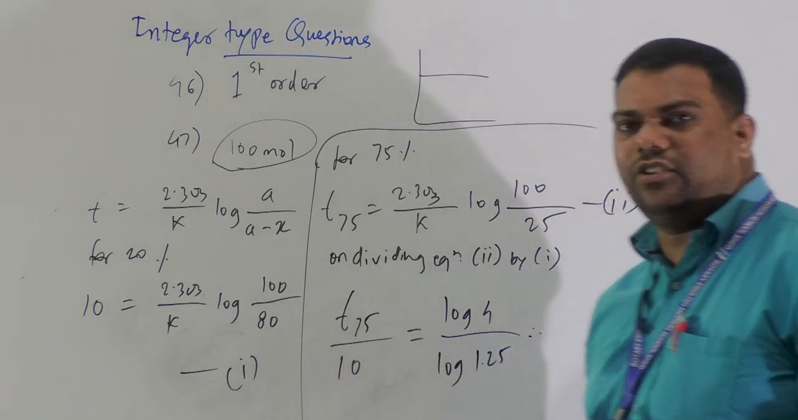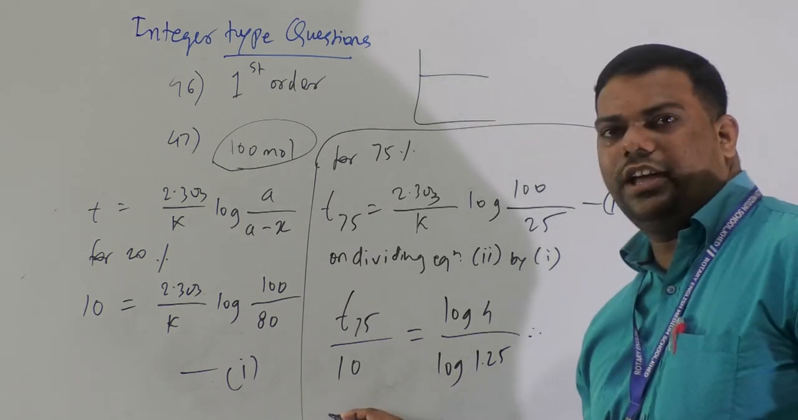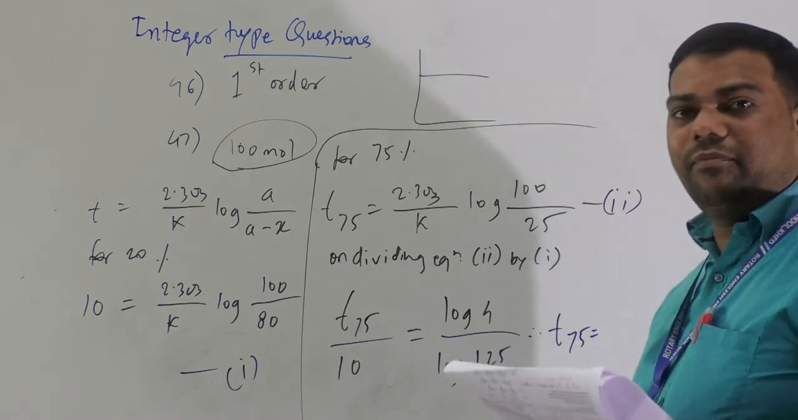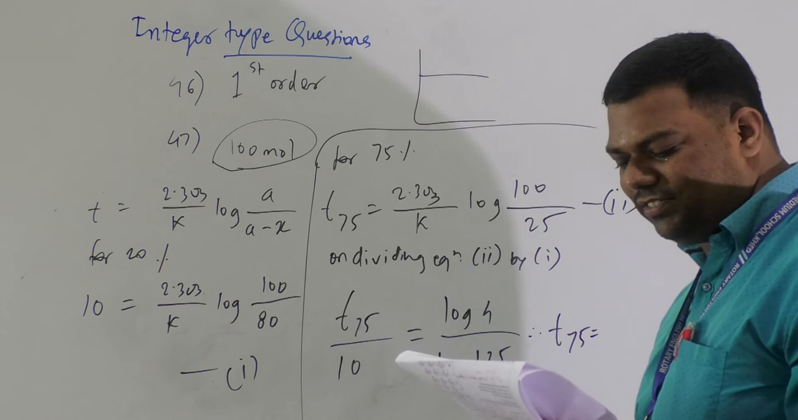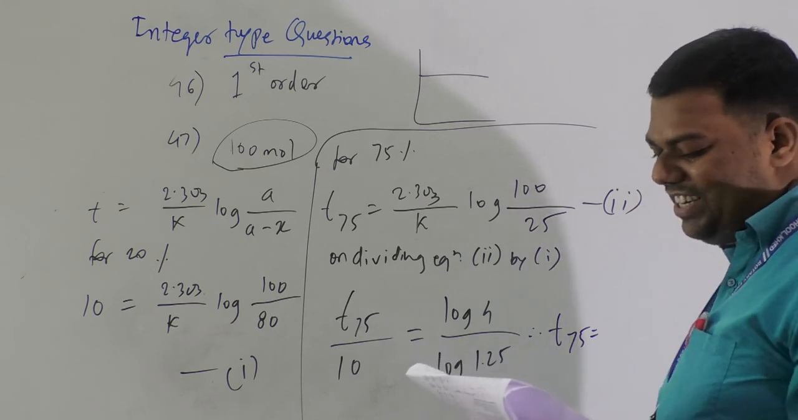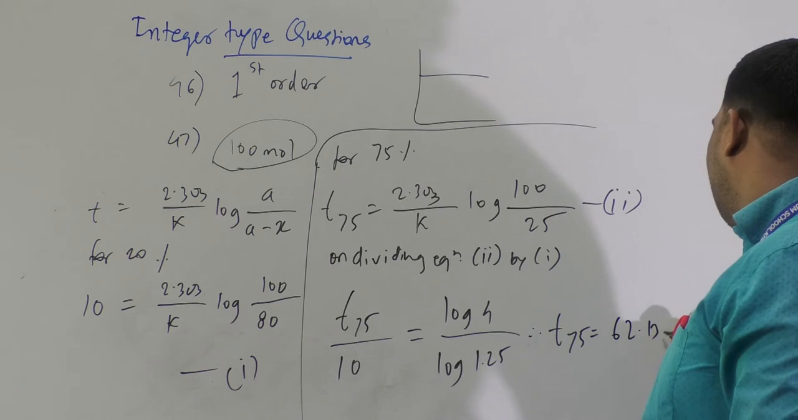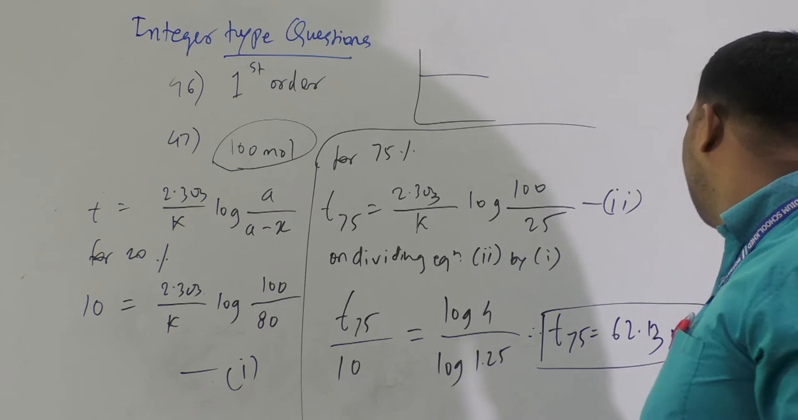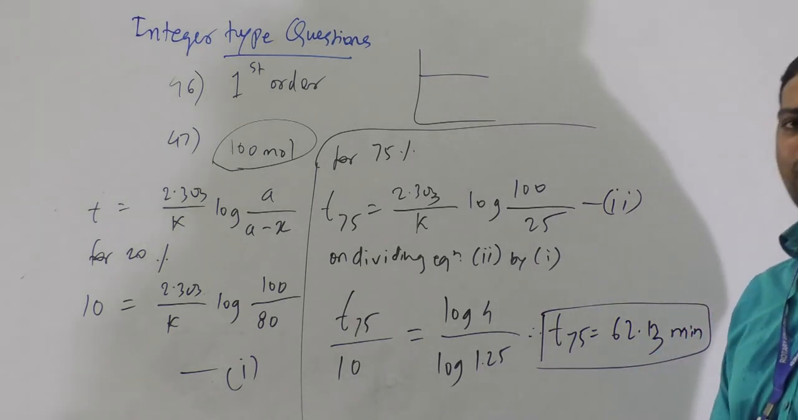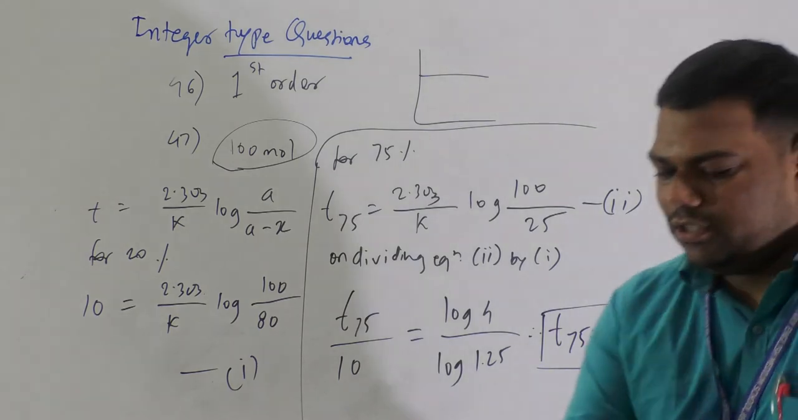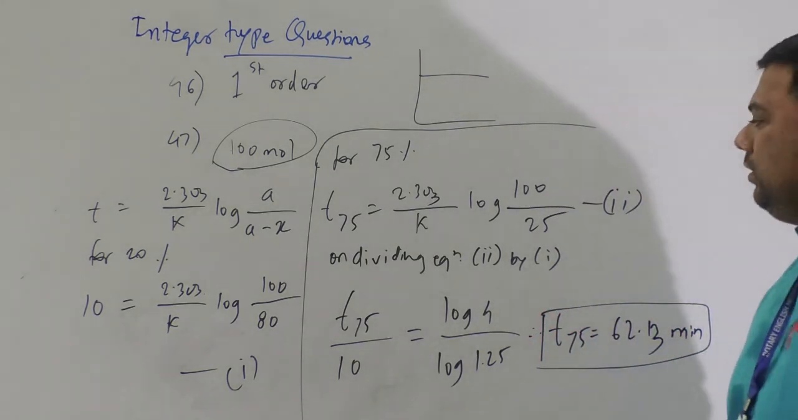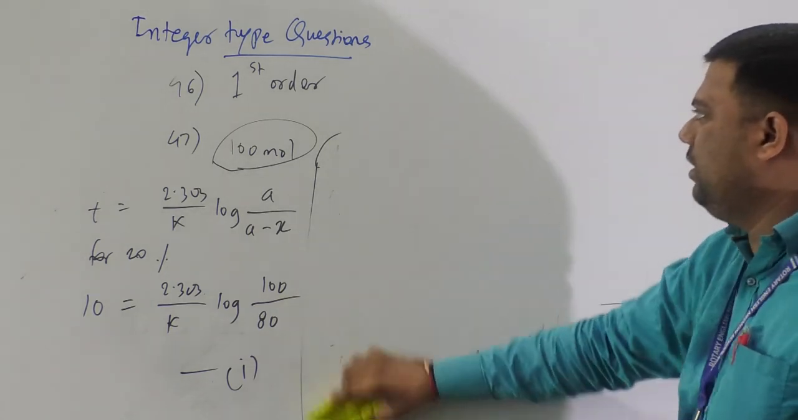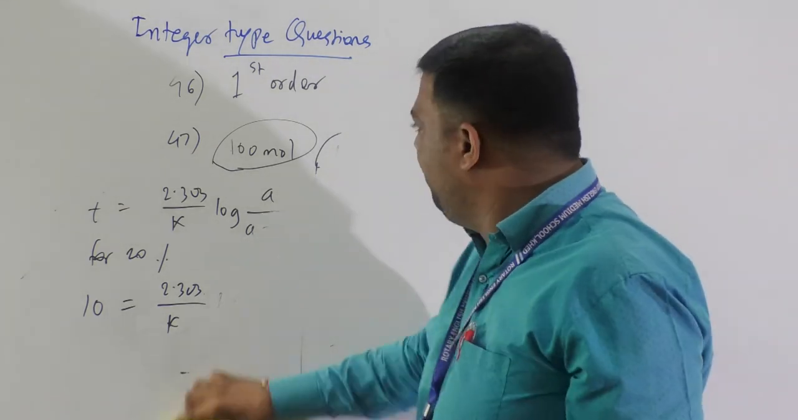Then after solving this all, you will get T 75, meaning the time for 75% completion of the reaction. How much is it? 62.13 minutes. We can also write 62, and that is also correct. So, beta, this is the whole method for this type of numerical. Such numericals will be asked in the CBSE exam and in subjective exams also, so be careful.